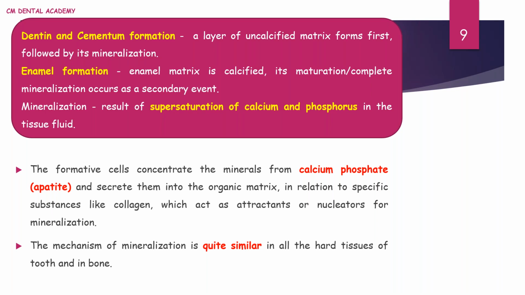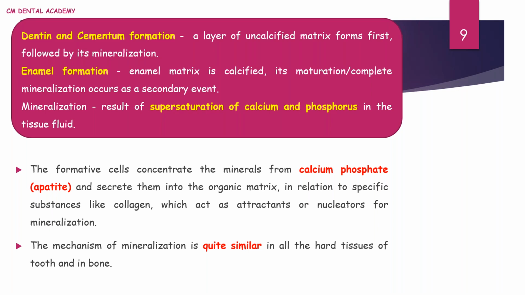But in the case of enamel, first the enamel matrix, or a bed of matrix, is laid down. This matrix first calcifies, then it undergoes maturation, or complete mineralization occurs. That is in the secondary phase. First the matrix is laid down, the same matrix becomes calcified, then further it undergoes mineralization. What happens during the mineralization? It is the result of supersaturation of calcium and phosphorus in the tissue fluids.